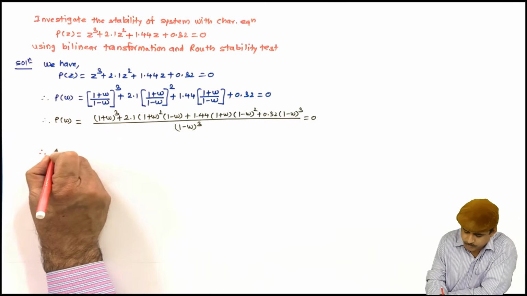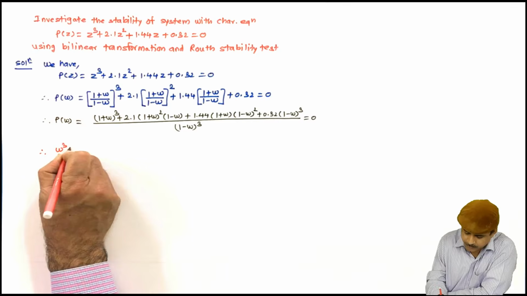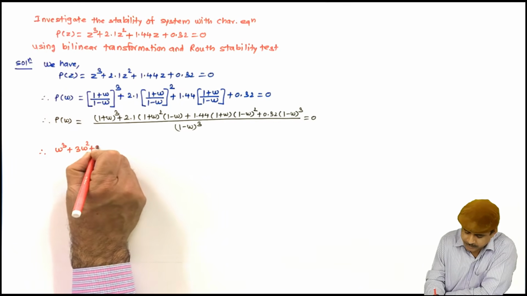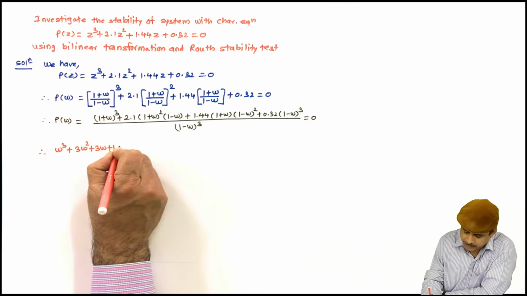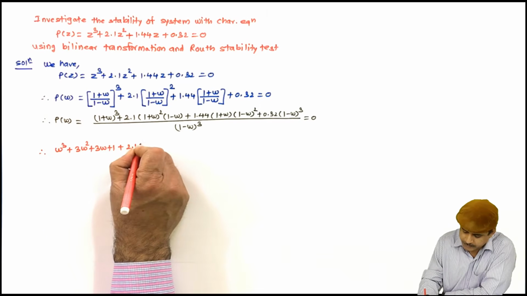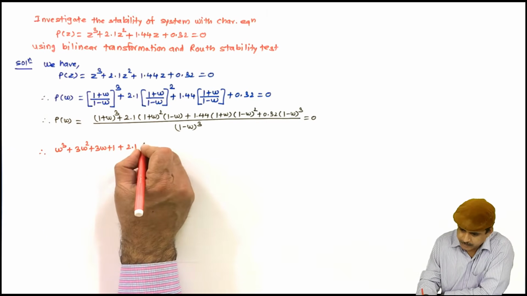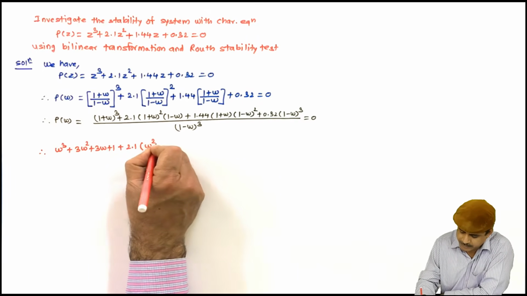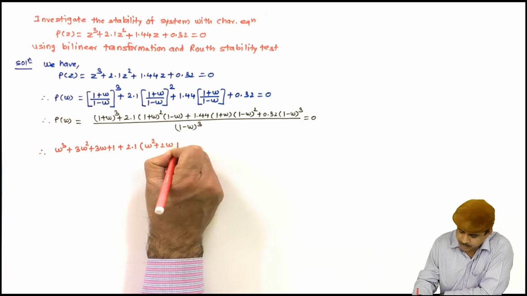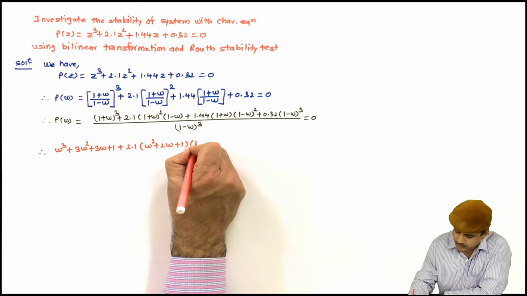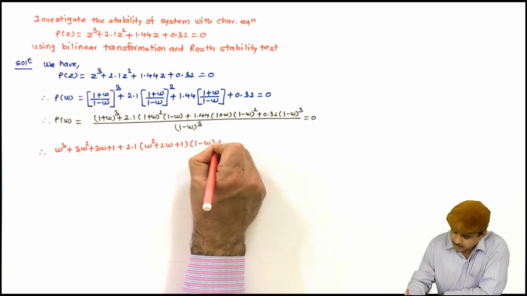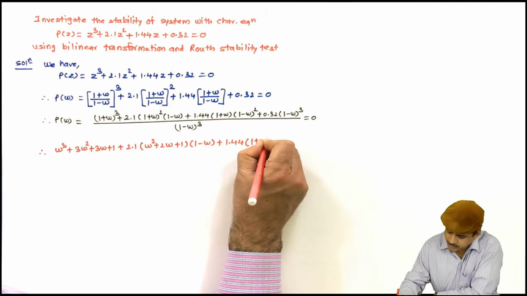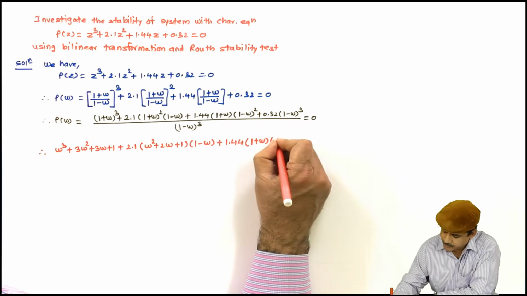So (1 + w)^3 is w^3 + 3w^2 + 3w + 1, plus 2.1 in the bracket. I will write this as (1 + w)^2, which is w^2 + 2w + 1, whole multiplied with (1 - w), plus 1.44 into (1 + w) into the square of this, which will be what?